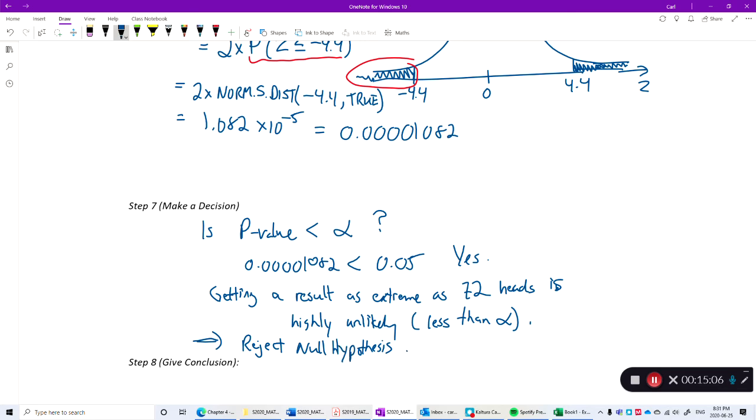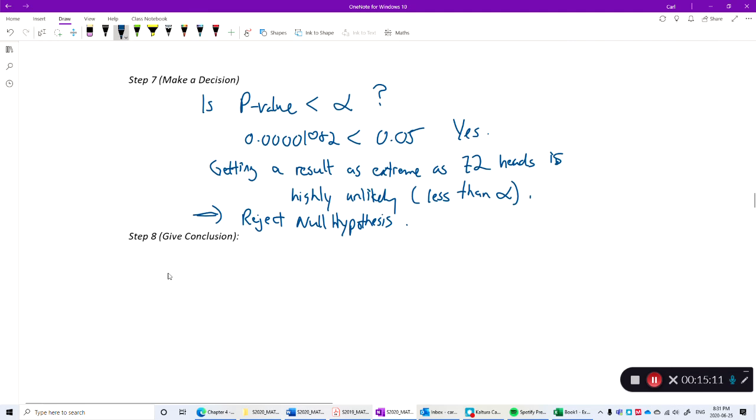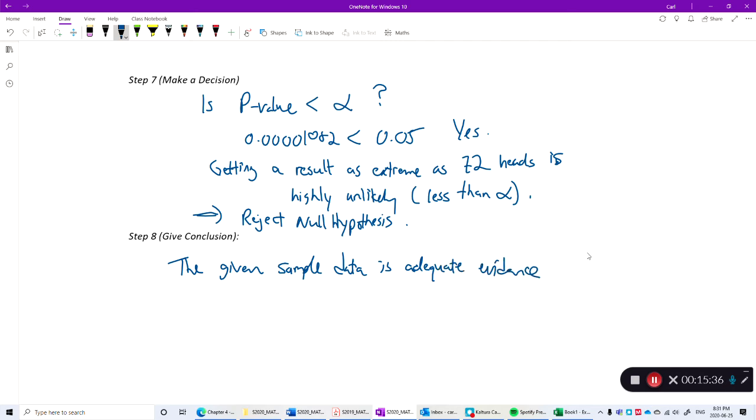And so what's our conclusion? Well, we would say we have enough evidence to say that this coin is unfair. That's our conclusion. The given sample data is adequate evidence, and now we have to phrase it in terms of the claim. Remember, the claim was that it is fair. So how do we target that? We'll say we have adequate evidence to reject the claim that the coin is fair, which is to say that we think it is unfair.